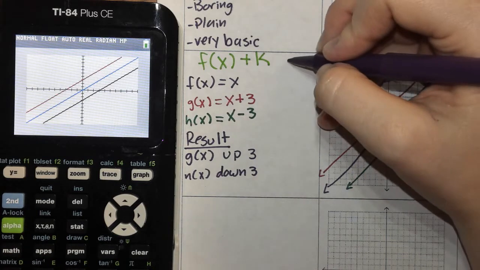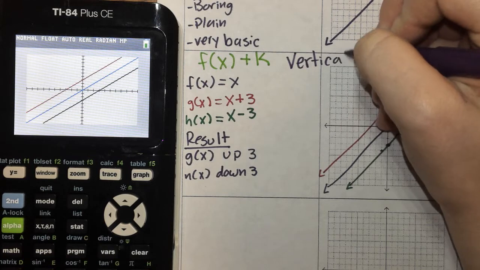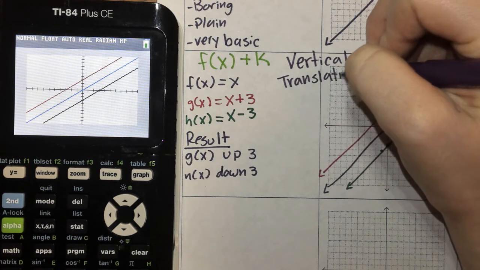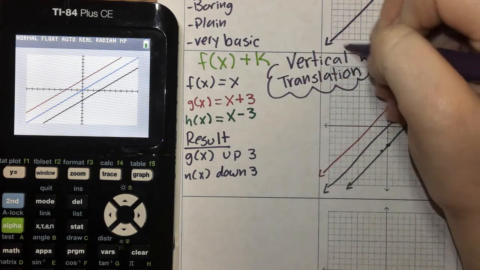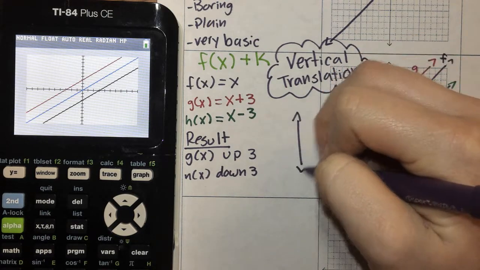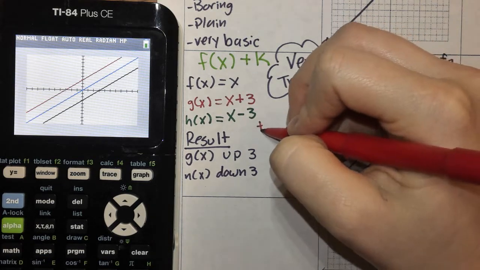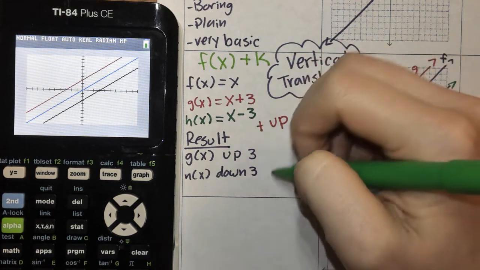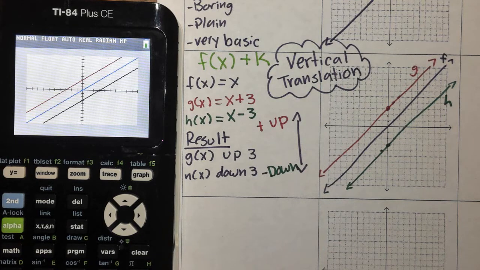Okay, so this is called a vertical translation. Which just means we're moving it up and down. Okay, so up and down. If it is a positive y-intercept, you are moving it up. If the y-intercept is negative, it moves down. It's that simple. That's it. Okay?